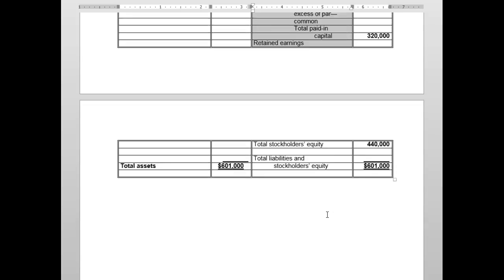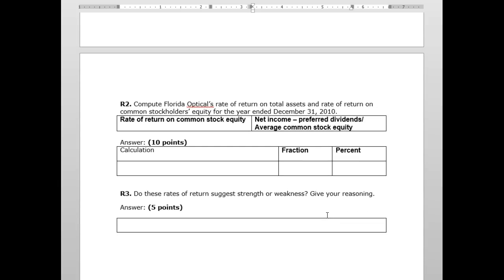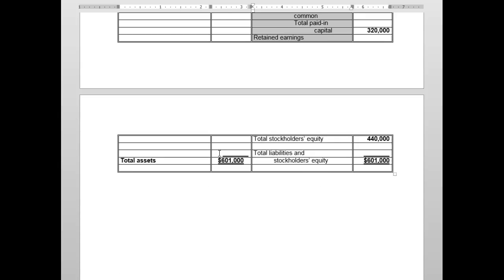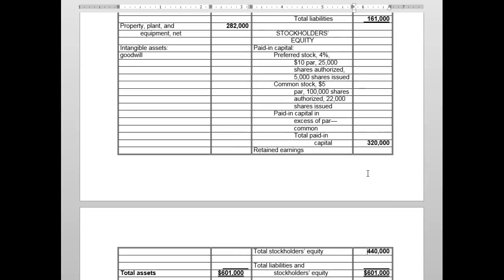So then they ask one more question. They ask, and this calculation is in the book, the rate of return on common stock equity. Now, what are we talking about? So you have stockholders' equity here, correct? And that includes retained earnings. We're looking at just the stockholders' equity for the year.